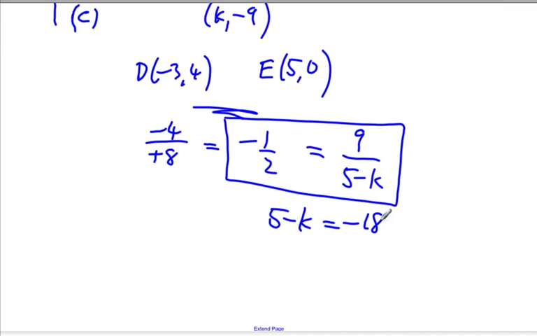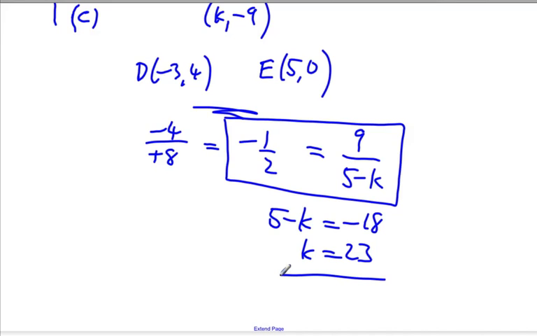I get 18 because 9 divided by 18 is 1/2. Negative 1/2 is 9 over negative 18, so I need 5 minus k to be equal to negative 18. Therefore, k is 23. Just rearrange it. k equals 23. That's merit for that. But it's basically saying, identify that the gradients have to be the same. Not overly difficult, but that's representative of applying the gradient thing.